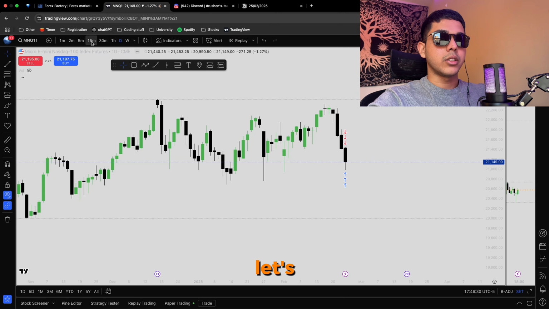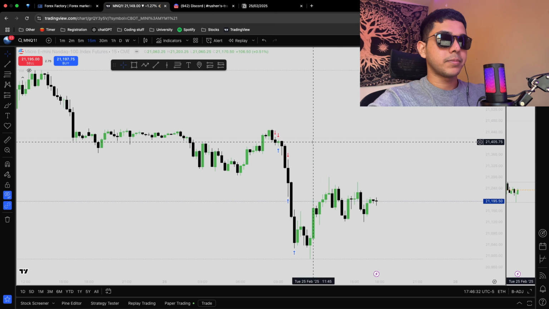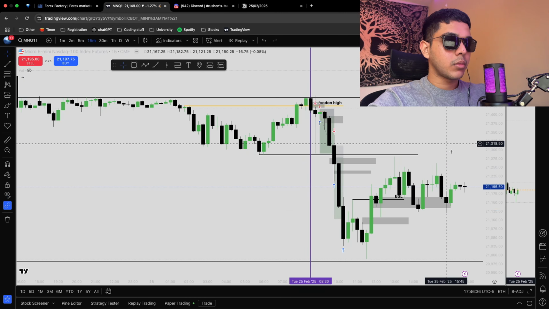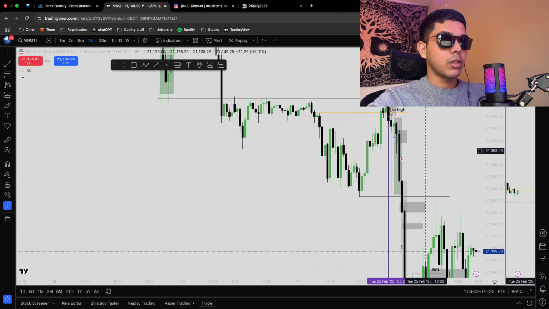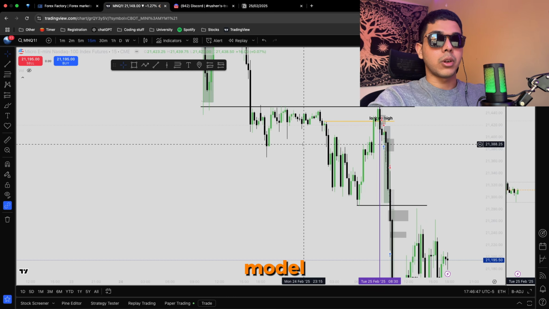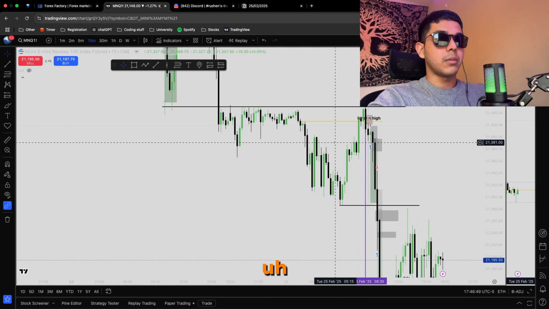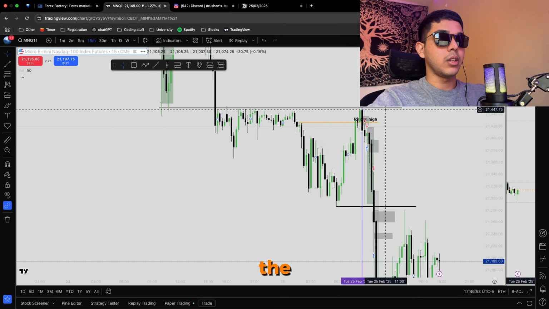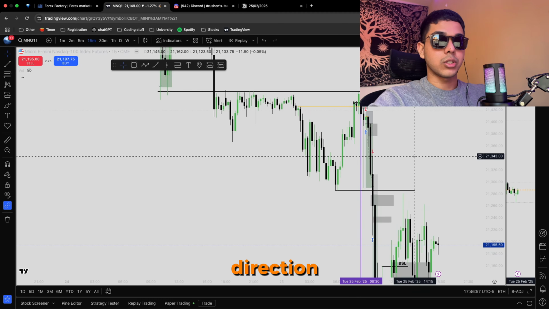Then let's go down to the 15-minute. There we go. The trade setup that I took today is a pretty standard 2022 ICT mentorship model, which is: if price is bearish, then it comes to the buy side liquidity, takes those, and continues in the direction down.